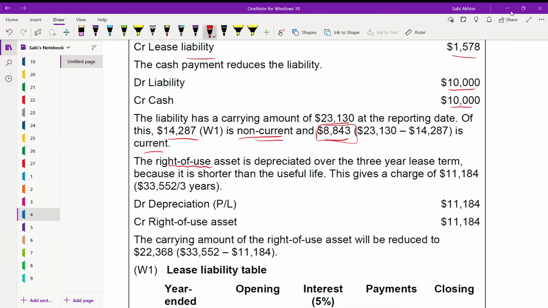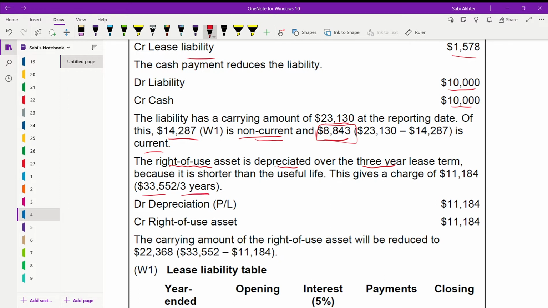So this has to be depreciated over, now you have a choice, 10 years or 3 years. After extending, you have to take not 2 years, 3 years or 10 years, because the useful life of the asset was 10 years. Shorter of the two. Shorter of the two is what? The lease term, which is 3 years. So you need to divide this by 3 because it is shorter than the useful life. So you divide this by 3 years.